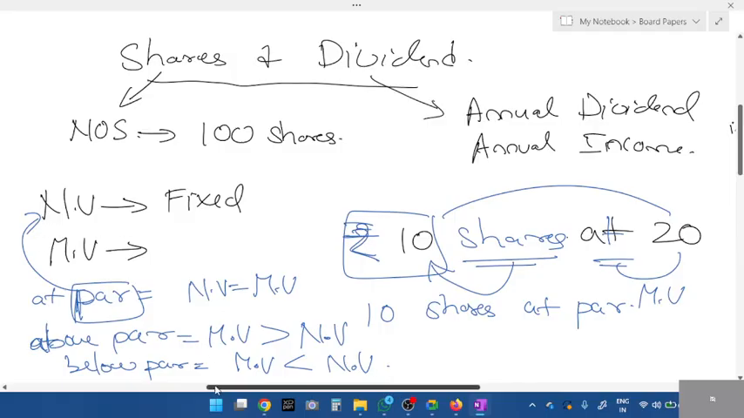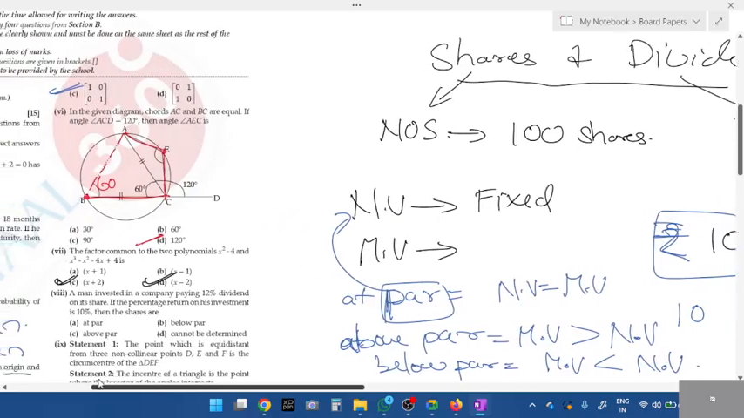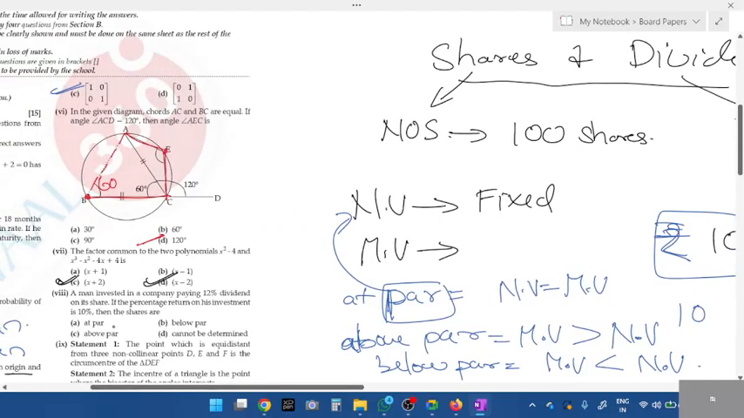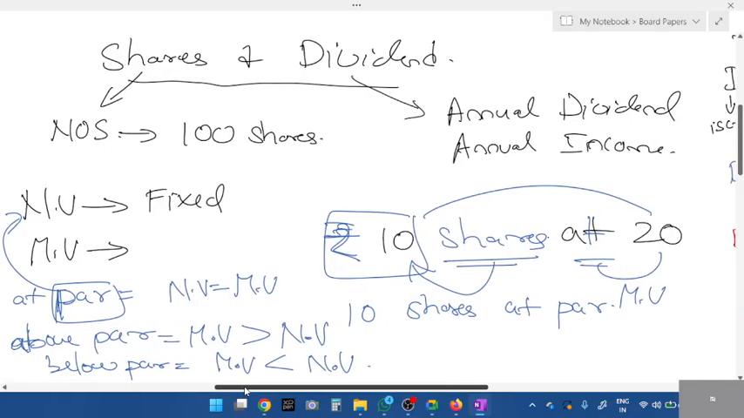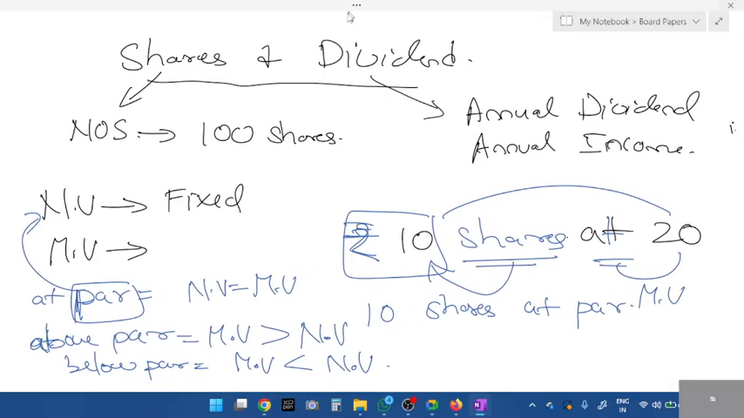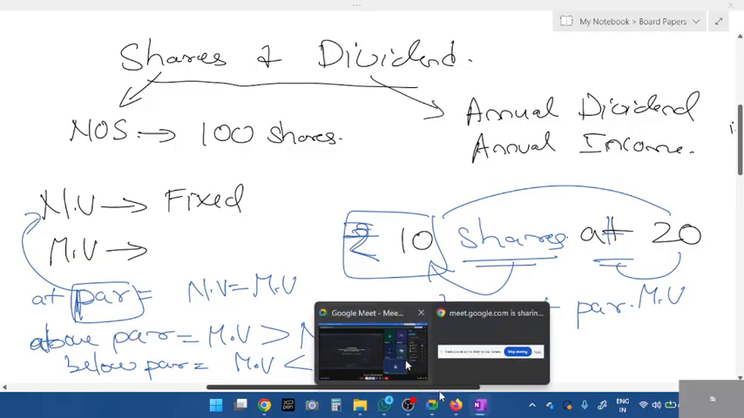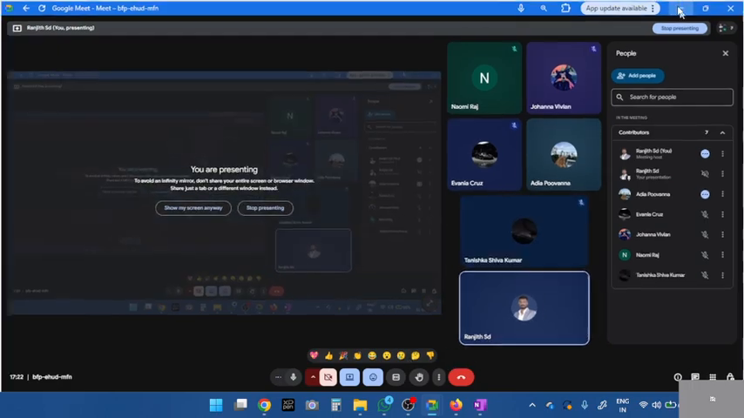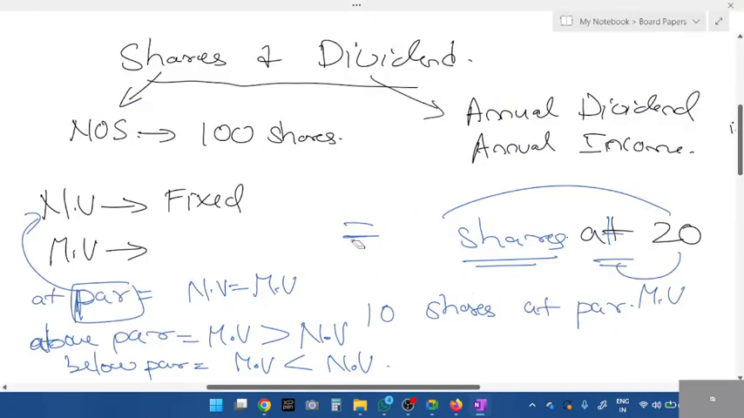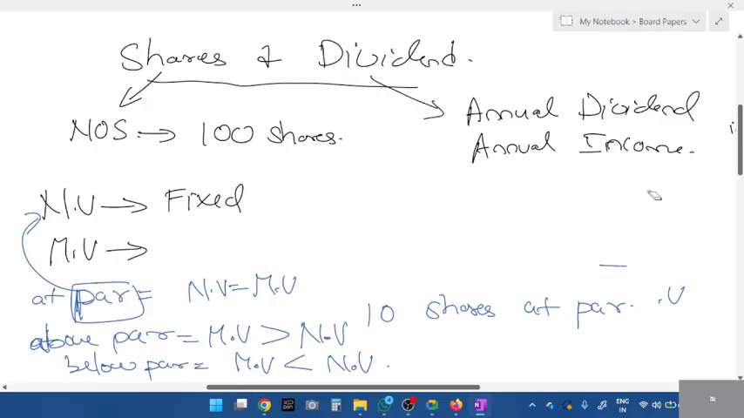We might study discount and premium, but the question asked here is about par. Par means nominal value. So whenever we say at par, both are equal. Above par, market value will be more. Below par, market value will be less. Is this clear, students?